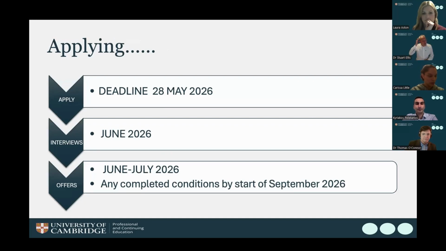A few dates to be aware of before we get to the question and answer session. Applications need to be in by the 28th of May, so that's the deadline for applications. It's a Cambridge University thing that anybody who joins a course has to have an interview. We can't provide offers without interview, and the interviews will take place during June. Offers will go out normally between June and July. And if there are conditional offers, for instance, where you have certain conditions you need to complete, they would generally need to be completed by the start of September.